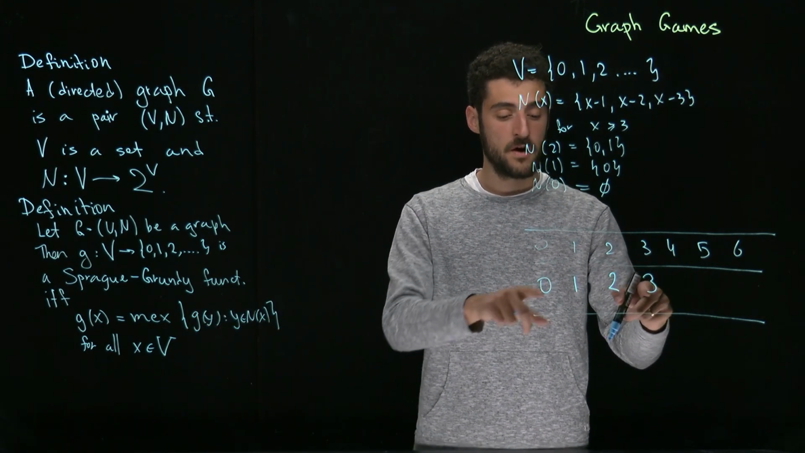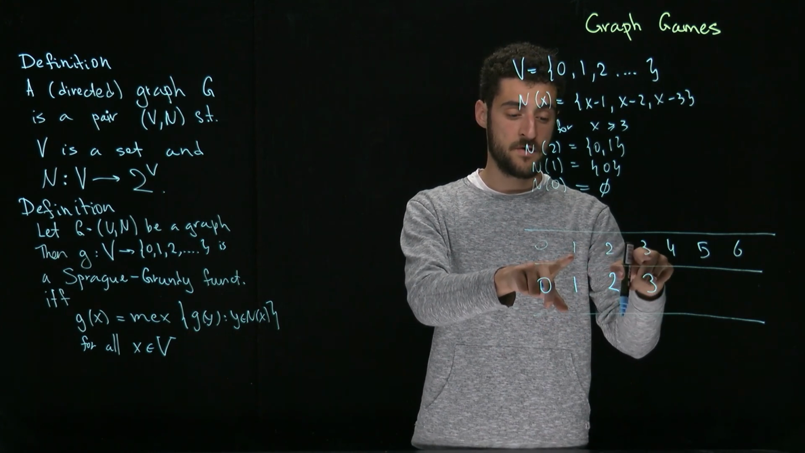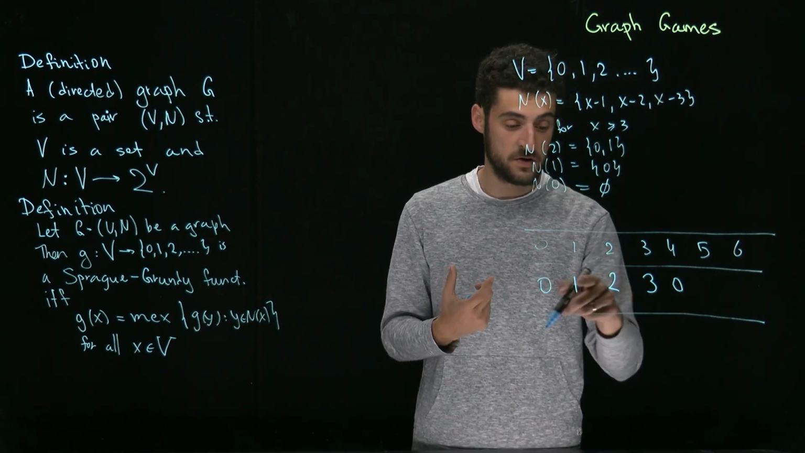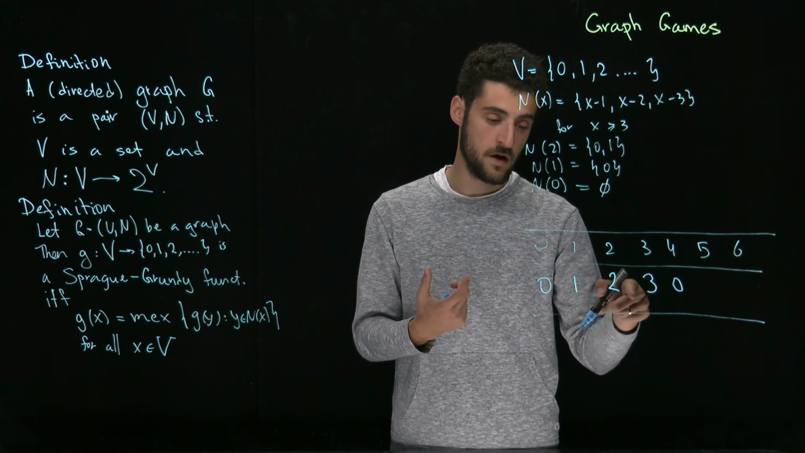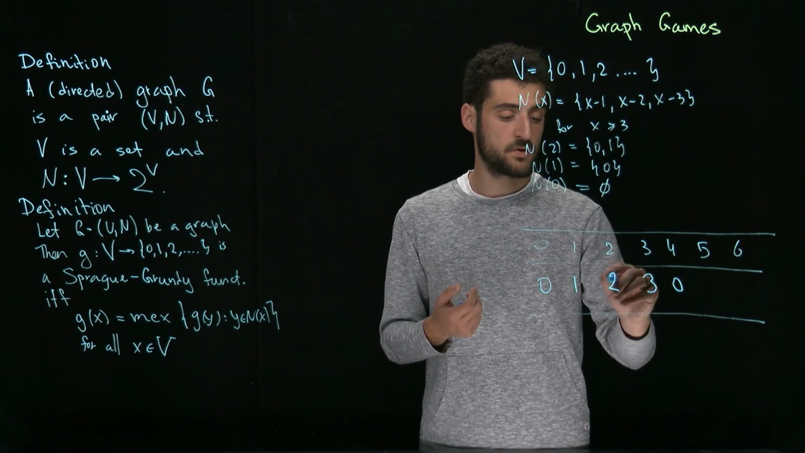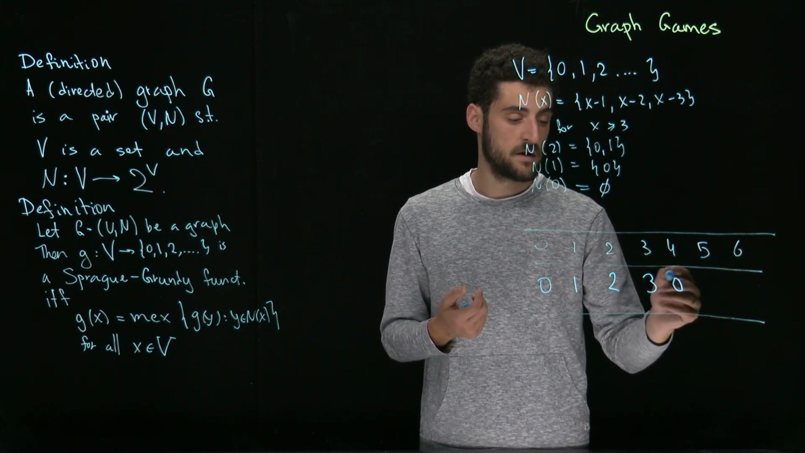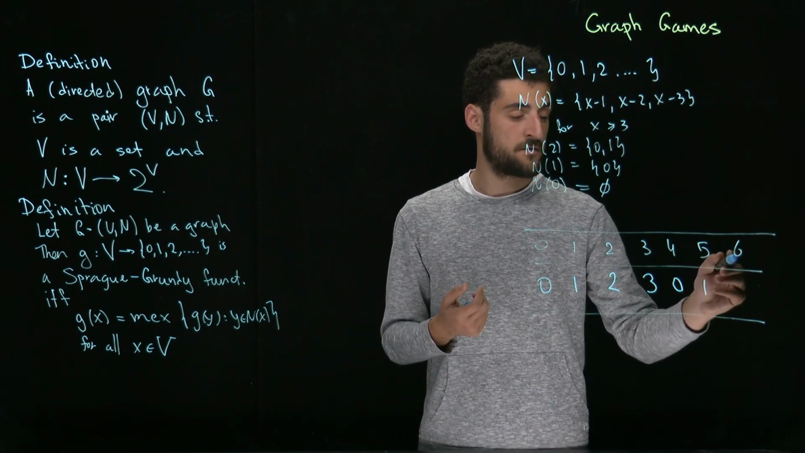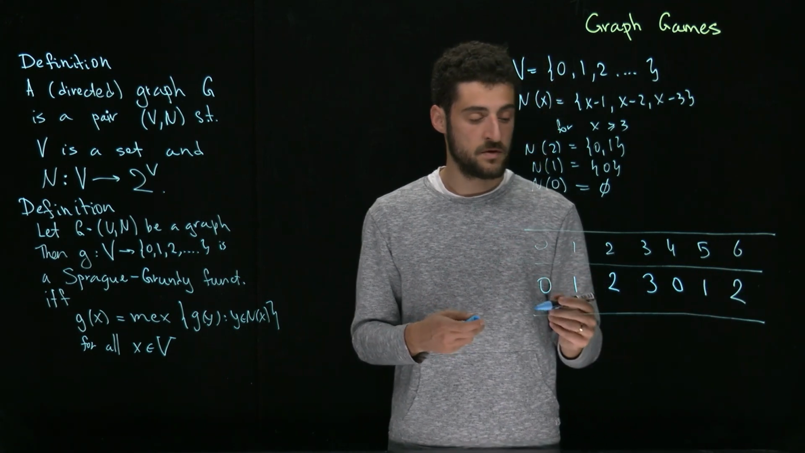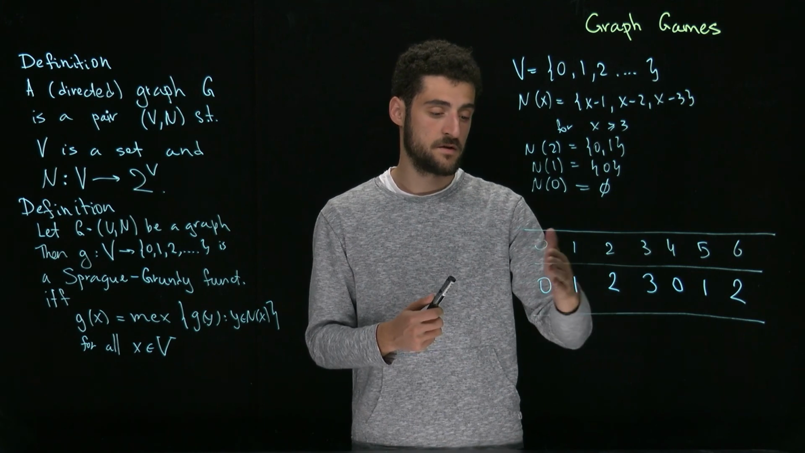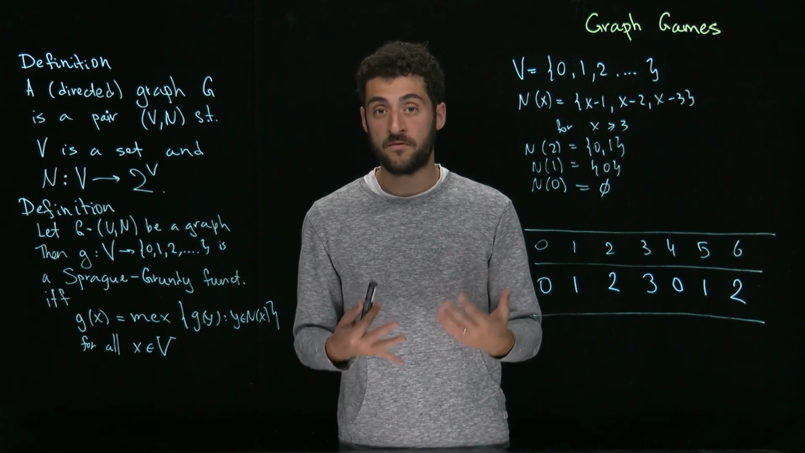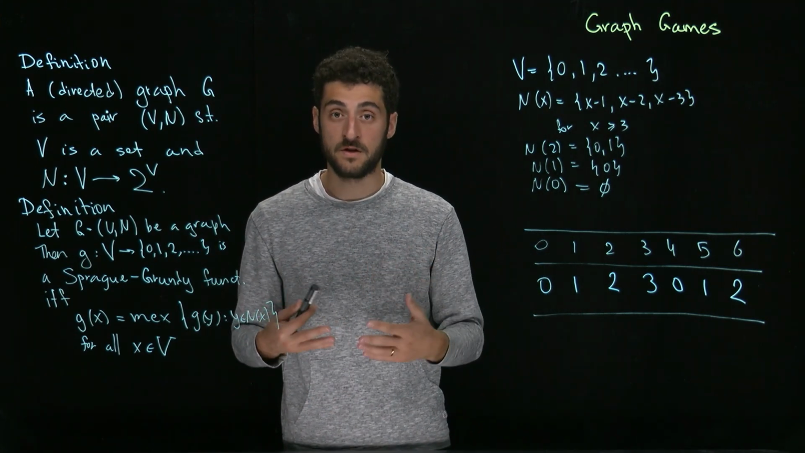Okay, finally, for 4, we have three neighbors, 1, 2, and 3, and we are interested in their mex, which is 0, because 0 is neither 1, nor 2, nor 3, and it's less than all of them. Okay, for 5, you have 2, 3, and 0, and their mex is 1. And for 6, you have 3, 0, and 1, and their mex is 2. So now you can see that there is a pattern, 0, 1, 2, 3, 0, 1, 2, and 3, and so on. And like in the first case, we can prove this pattern using induction.